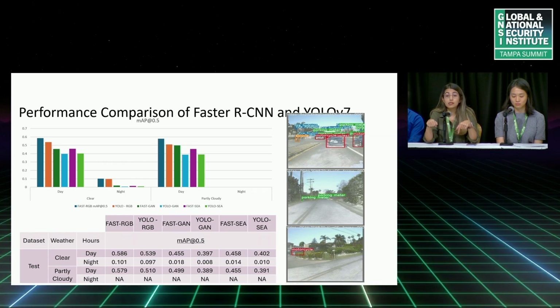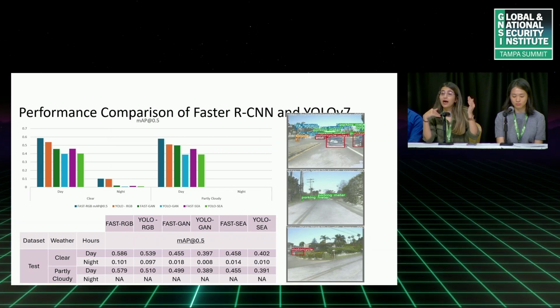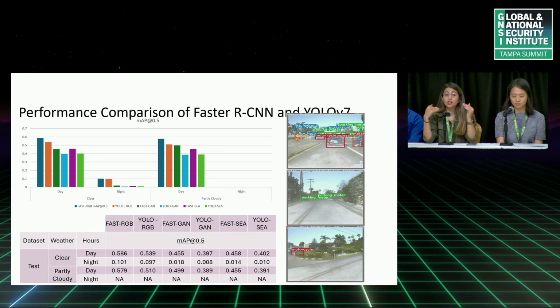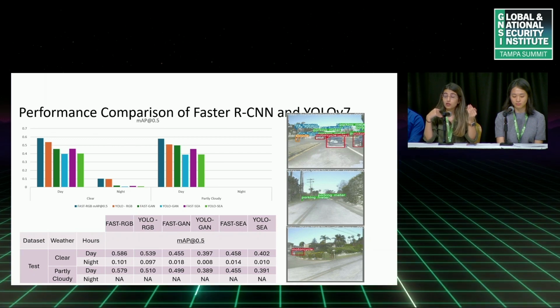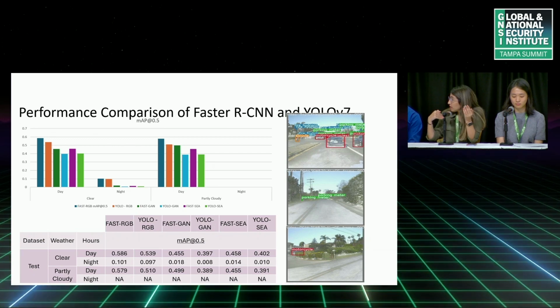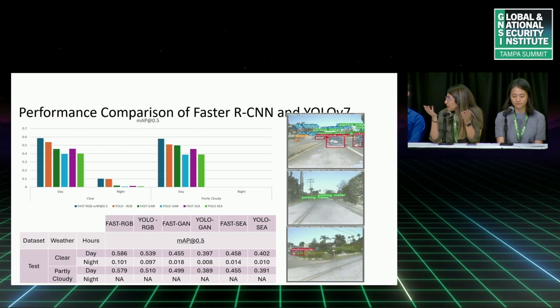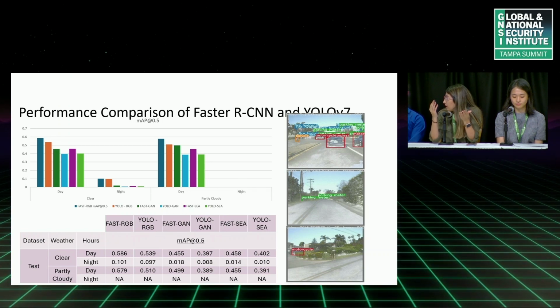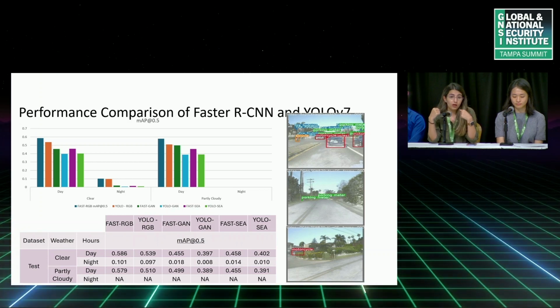Another thing that you can see here in the graph is a very big gap between the performance of each of these object detection algorithms in the daytime and the nighttime. You can see, for example, for clear day images, we have 0.5, but for nighttime images, we have 0.1. And that's a really big difference.